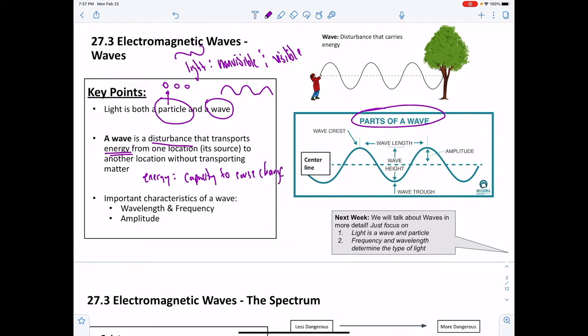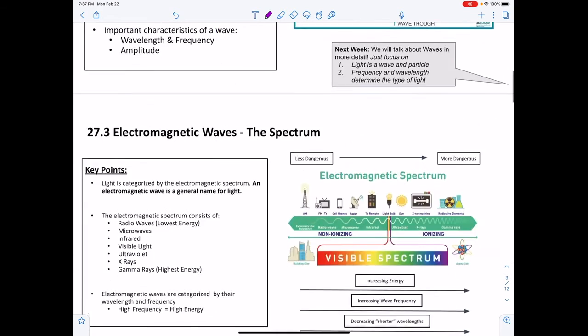Okay, and so the important part of visualizing a wave is the wavelength, that's the distance between the peaks of a wave. And this is really what separates our overall different types of light. It's going to be the wavelength. So let's take a look at that right now.